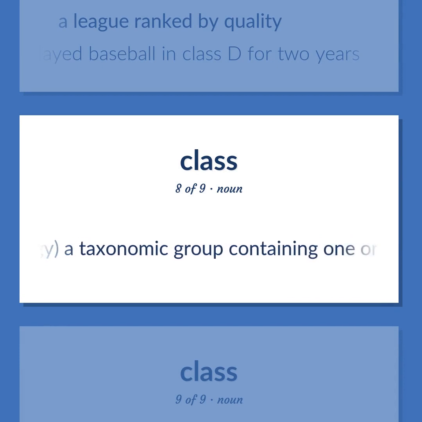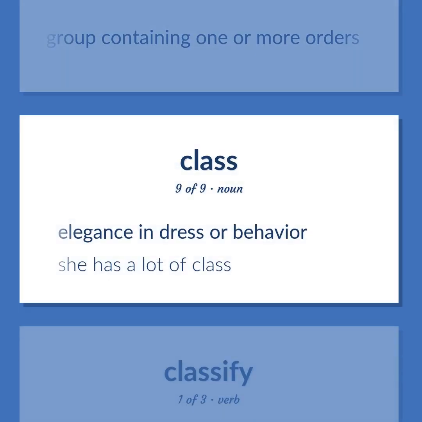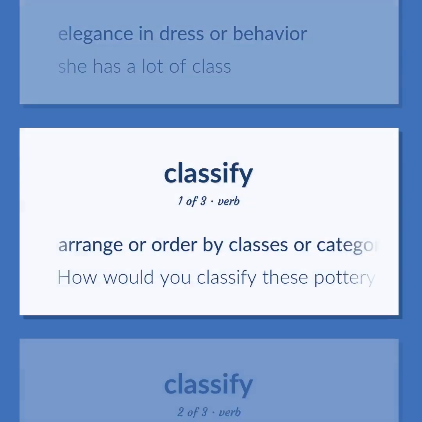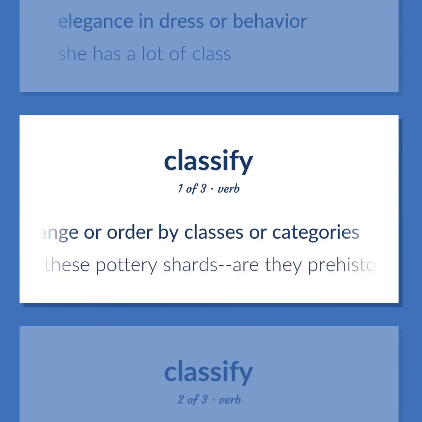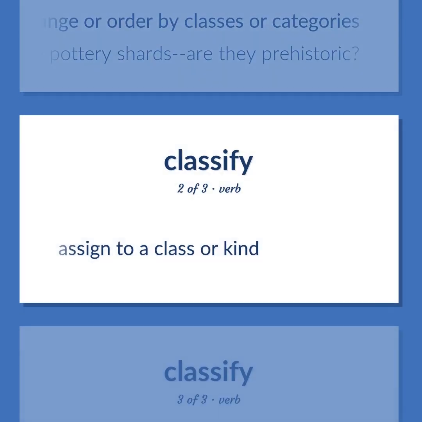Biology, a taxonomic group containing one or more orders. Elegance in dress or behavior. She has a lot of class. Arrange or order by classes or categories. How would you classify these pottery shards? Are they prehistoric? Assigned to a class or kind.